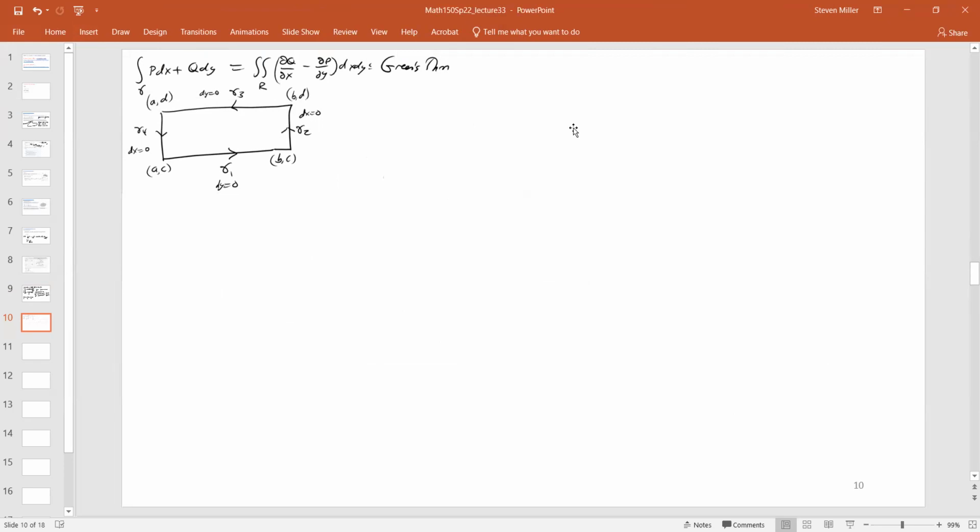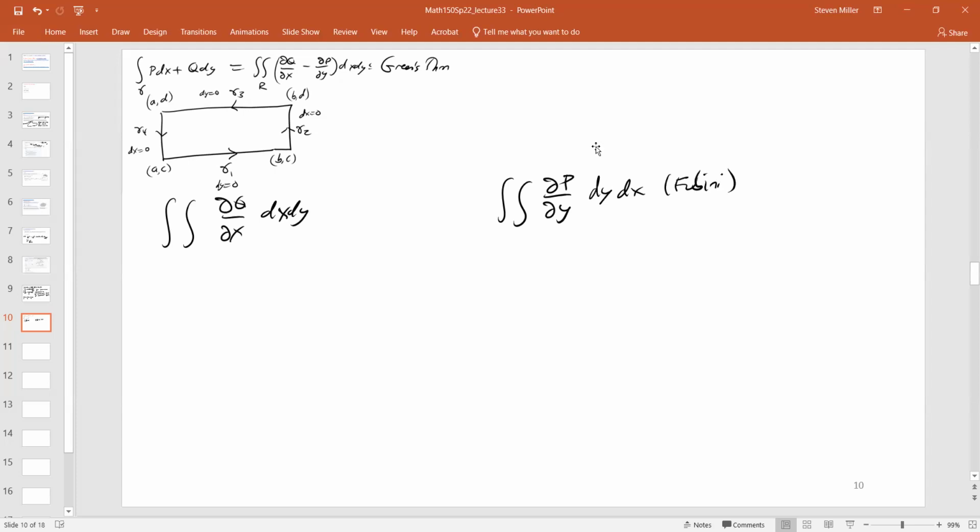Restoring the picture. So I want to look at the area integrals now. I have some idea of what the left-hand side is. Let's look at the right-hand side. Do you want to do the integral of dq dx or the integral of negative dp dy? dq dx. So let's do the double integral of dq dx, dx dy. Do you want to integrate with respect to x first or with respect to y first? X. And if I gave you the integral of dp dy, would you rather integrate with respect to x or y first? Why?